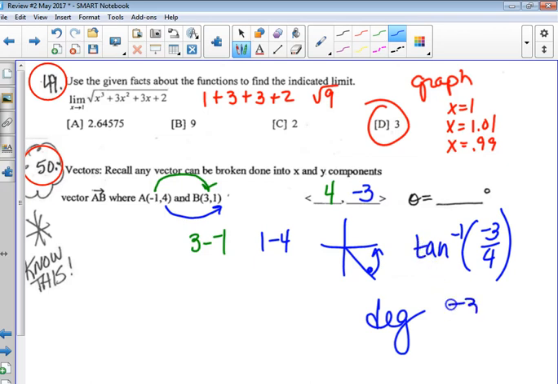I got -36.9. Did anybody get that? Okay, is that in the right quadrant? That's not in the fourth quadrant? Yeah. You could leave it -36.9 because it's in the fourth quadrant, or you could add what? If you add 180, you'll be in quadrant 2. Yeah, if you add 360, you could also write 323.1, but I'm okay with either one.